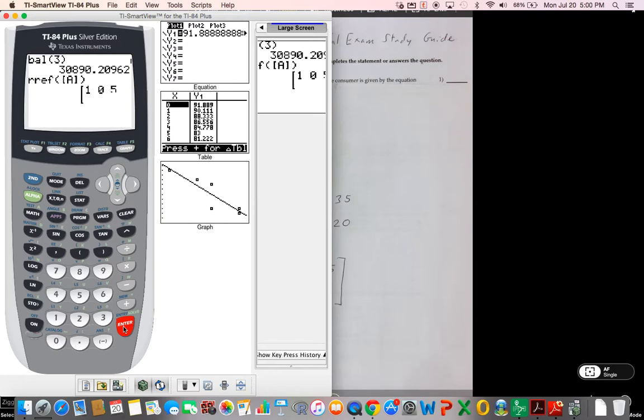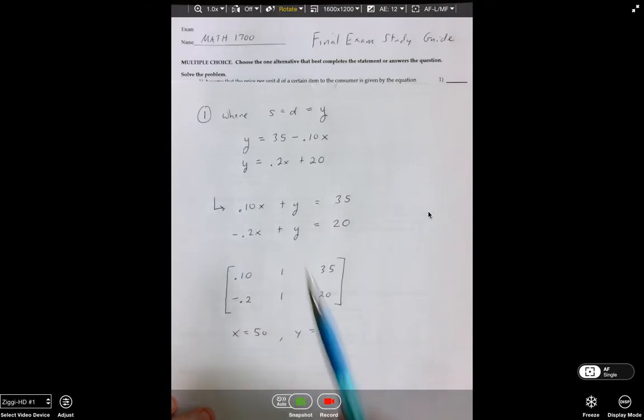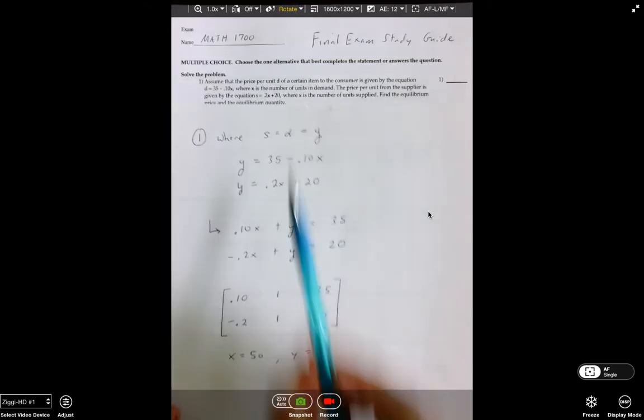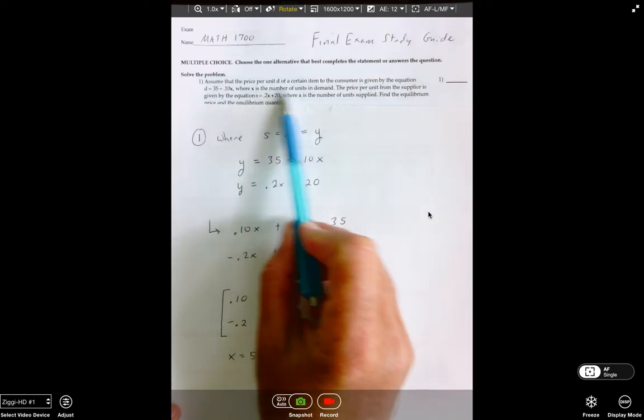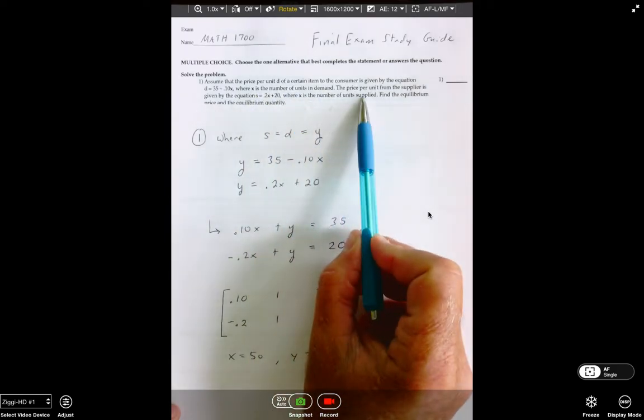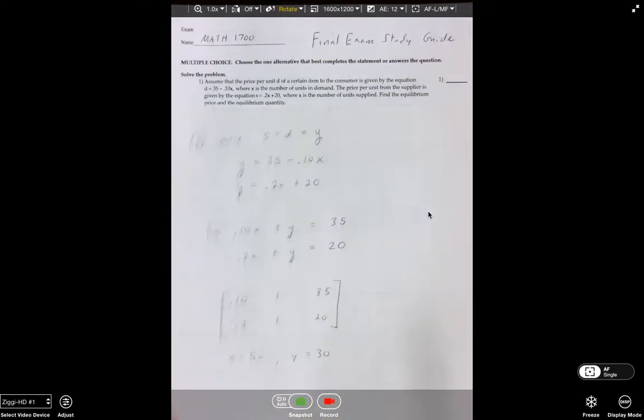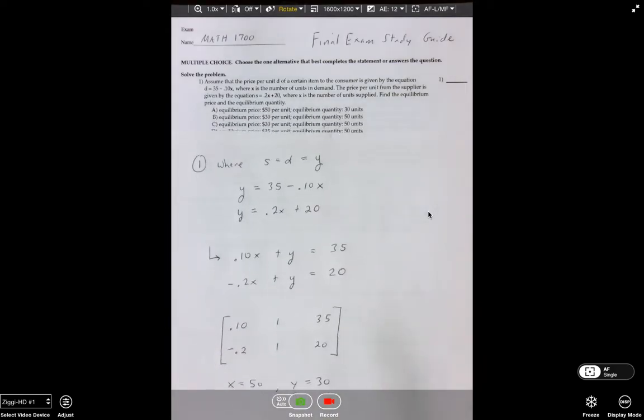Close it up, and we'll see that we get 50 and 30. Now, x is equal to 50 and my y is equal to 30. So we have to spend a little bit of time and figure out what that means. Well, when we look back up into our problem, we can see that x is the number of units of demand and x is the number of units supplied. So x is really just our quantity, where y turns out to be our equilibrium price.